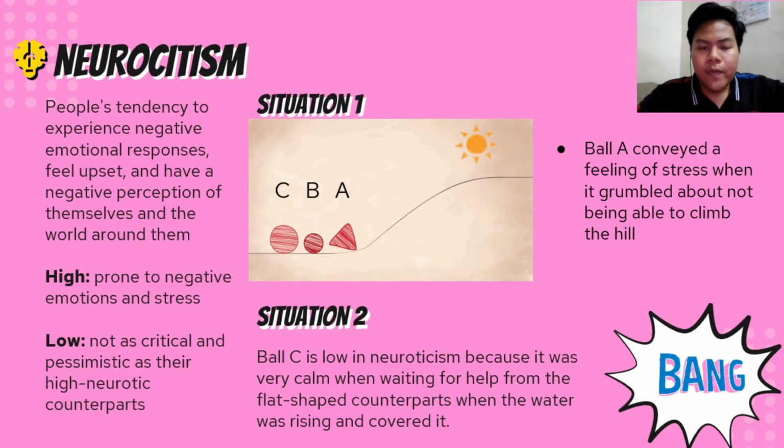So from the example in the video, the first situation is when Ball B shaped Ball A into a triangle. In this situation, we can see that Ball A conveys a feeling of stress when it grumbles about not being able to overcome the problem to climb the hill. Thus, we can conclude that Ball A has high neuroticism. The second situation is when Ball C did not change shape to a flatboard-like shape, so Ball C sank. Therefore, we can say that Ball C is low in neuroticism because it was very calm when waiting for help from the flat-shaped counterparts when the water was rising.